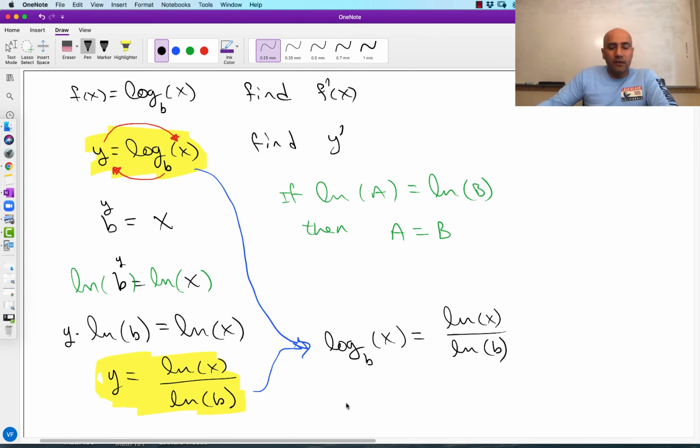This is saying we want the derivative with respect to x of this side, log base b of x. And doing this, well, this is y, so this is the derivative with respect to x of y. Taking the derivative of this side is equivalent to taking the derivative of this function, ln x over ln b.